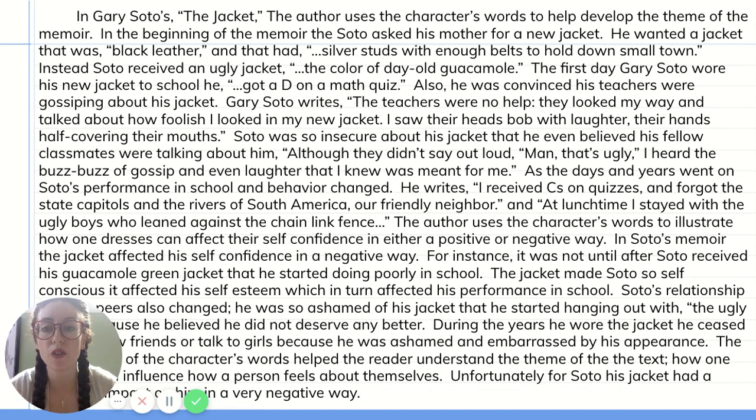In Gary Soto's The Jacket, the author uses the character's words to help develop the theme of the memoir. In the beginning of the memoir, Soto asked his mother for a new jacket. He wanted a jacket that was black leather and that had silver studs with enough belts to hold down a small town. Instead, Soto received an ugly jacket, the color of day-old guacamole.